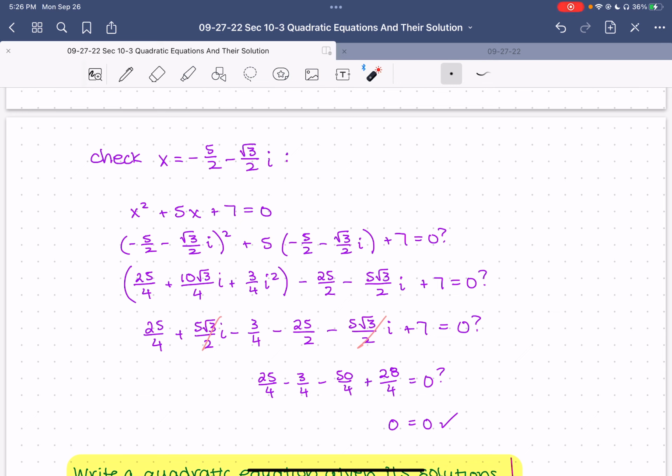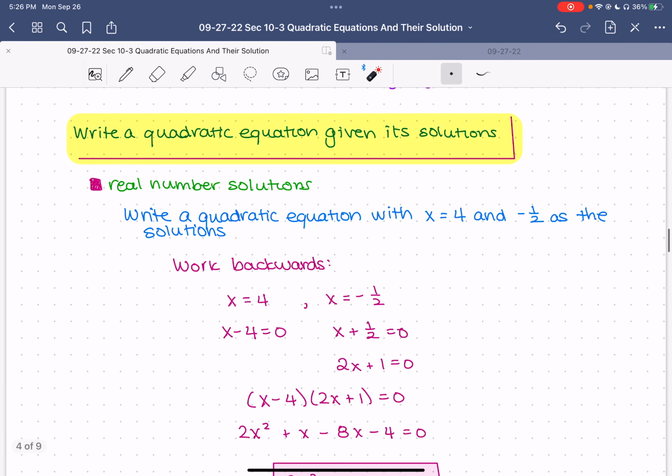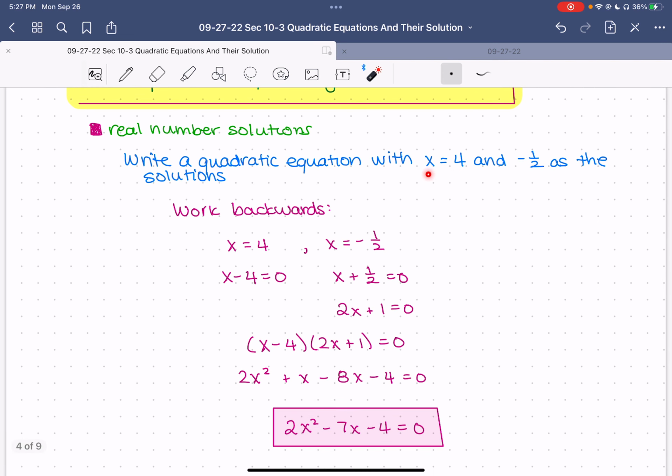All right, so there's that first topic. Next one. How do you work backwards? What if we are given the solutions? How do you write the quadratic equation? So first we're going to look at how you do it with real number solutions. Work backwards. Let's say I told you that x equals 4 and negative 1/2 were the solutions. So x equals 4 and x equals negative 1/2 were the solutions.